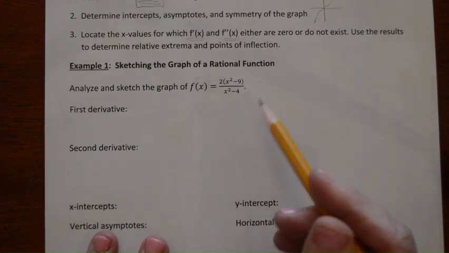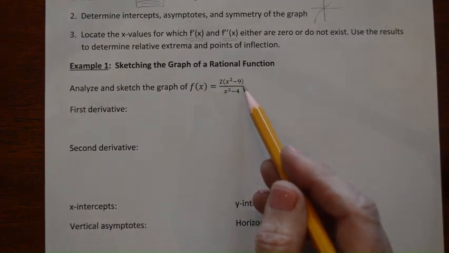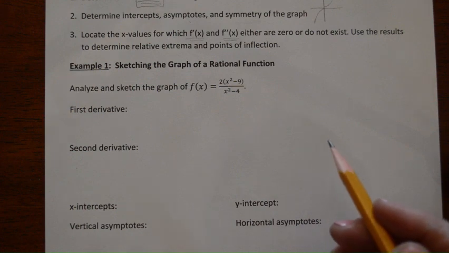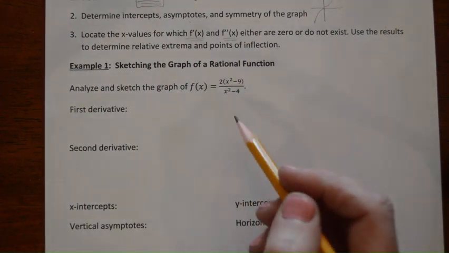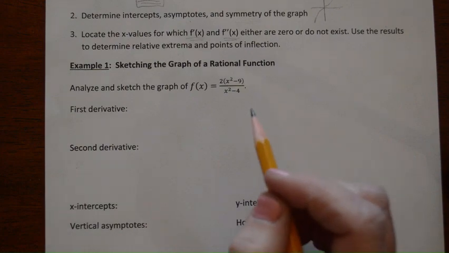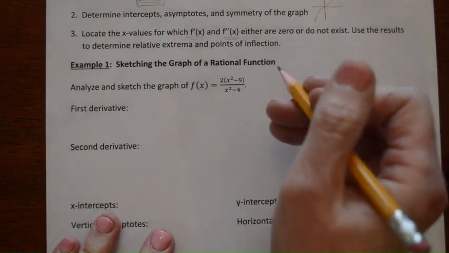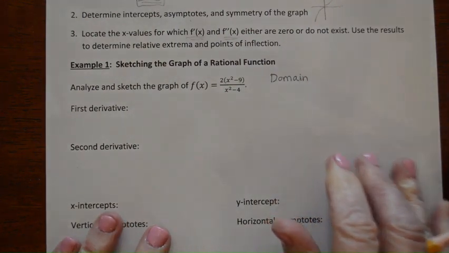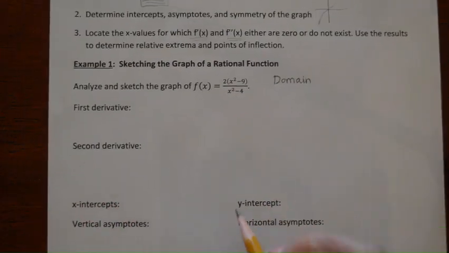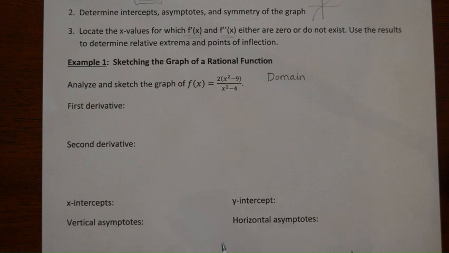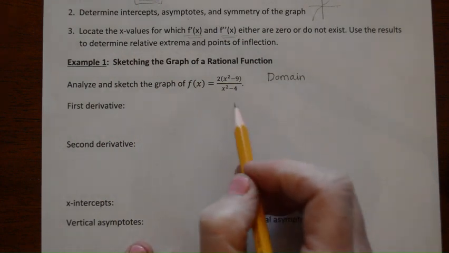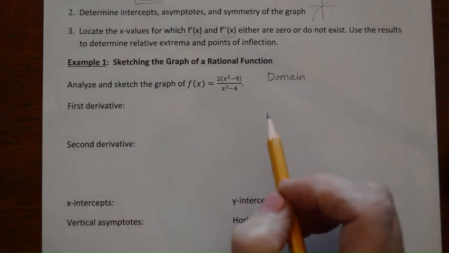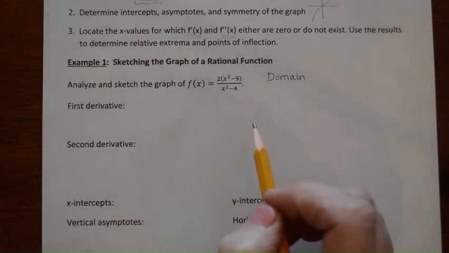Analyze and sketch the graph of f of x equals 2 times the quantity x squared minus 9 over x squared minus 4. When I made this sheet, I put things in the order in which they did them in the textbook, and I'm kind of regretting that now, because one thing I would like us to talk about first is, what is the domain? Only because when we're looking for critical numbers and possible points of inflection, we want to make sure we don't include anything in that list that's not actually a critical number or a point of inflection.